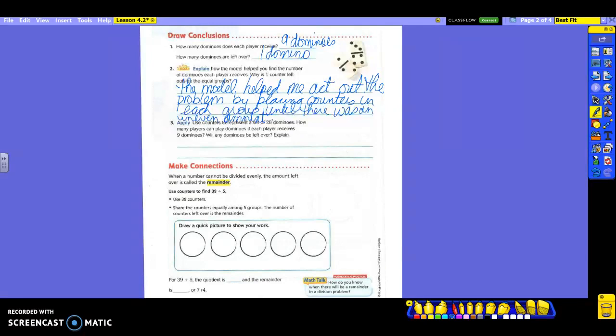All right, this next part says to use counters to represent a set of 28 dominoes. You just did that, right? Yeah. How many players can play dominoes if each player receives 9 dominoes? So how many players can receive the 9 dominoes? Aiden? 3 players. So now we're kind of turning it around. Instead of asking how many dominoes they get, we're asking how many players can get the 9 dominoes. The second question says, will any of the dominoes be left over if I have 28? Kenzie? Yes. So can you tell me why?